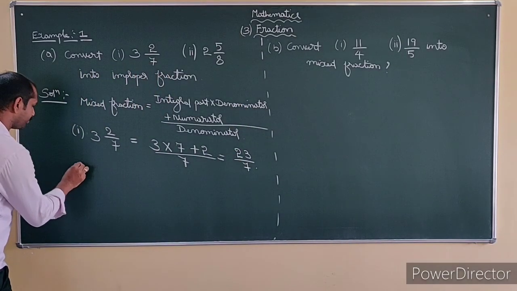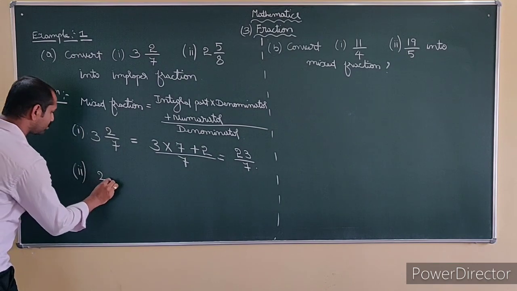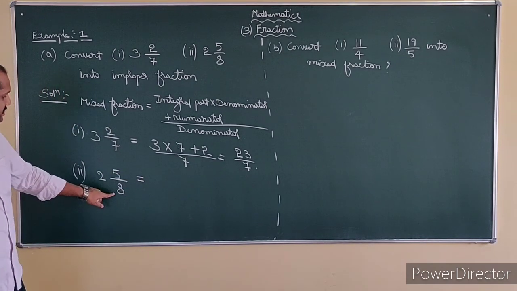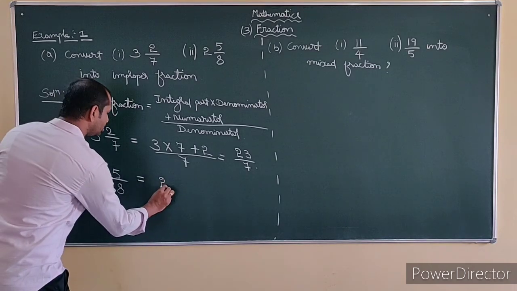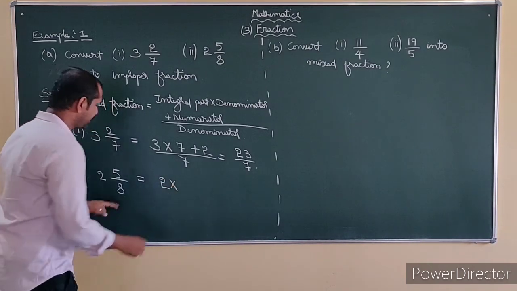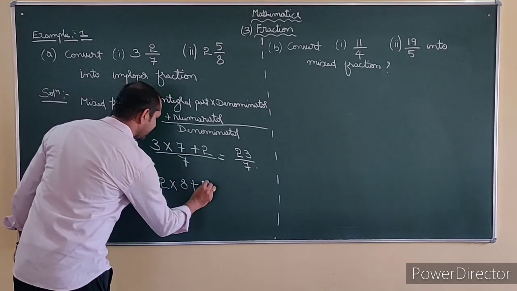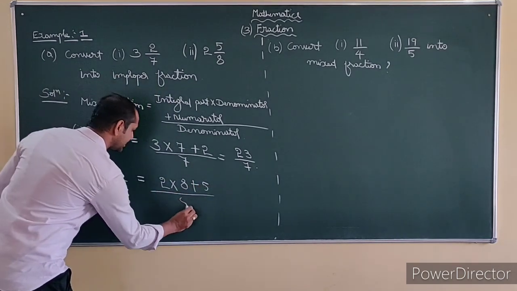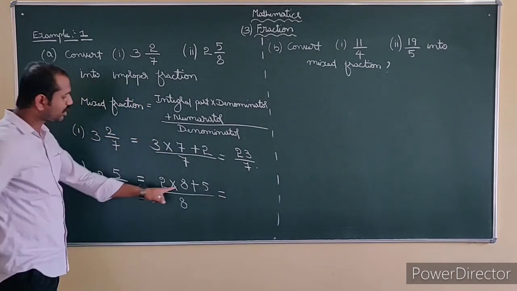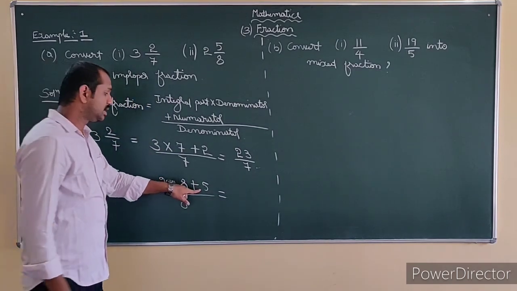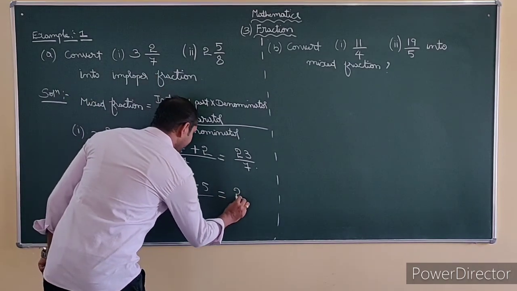What is the second problem? Second problem is 2 5 by 8. So again, which is the integral part? 2. Denominator is 8 plus numerator is 5 by denominator is 8. So what do we have? 8 2s are 16. 16 plus 5 is 21 by 8.